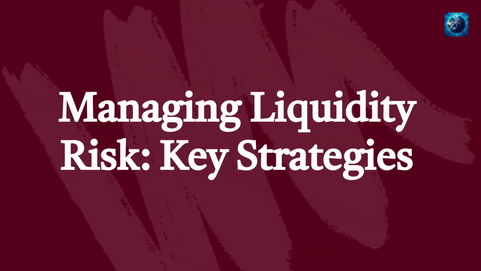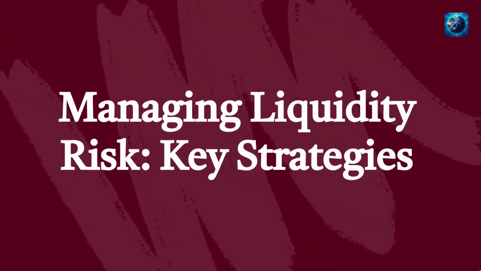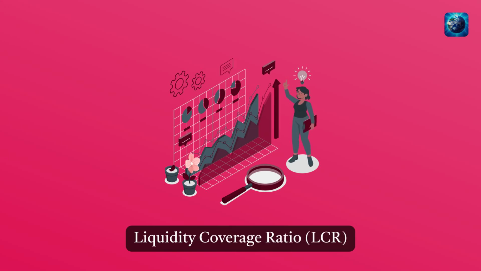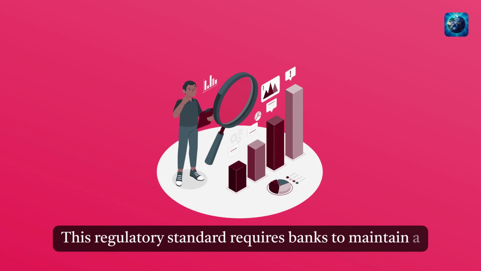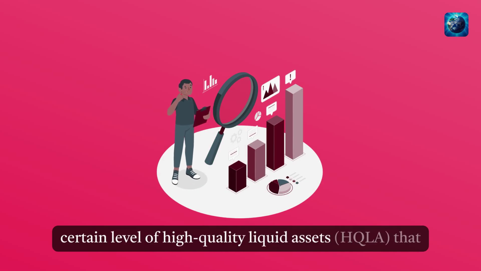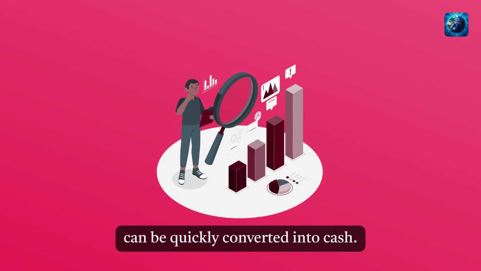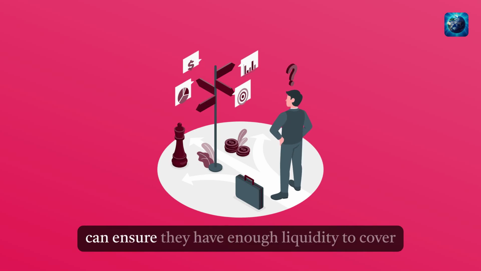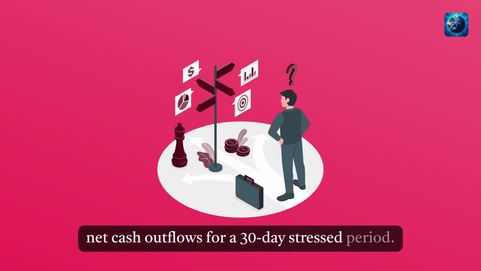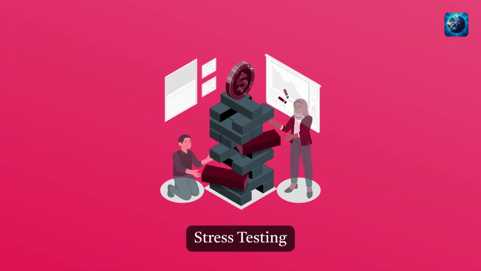Managing liquidity risk. Key strategies. Liquidity Coverage Ratio, LCR. This regulatory standard requires banks to maintain a certain level of high-quality liquid assets, HQLA, that can be quickly converted into cash. By calculating and complying with the LCR, banks can ensure they have enough liquidity to cover net cash outflows for a 30-day stressed period.